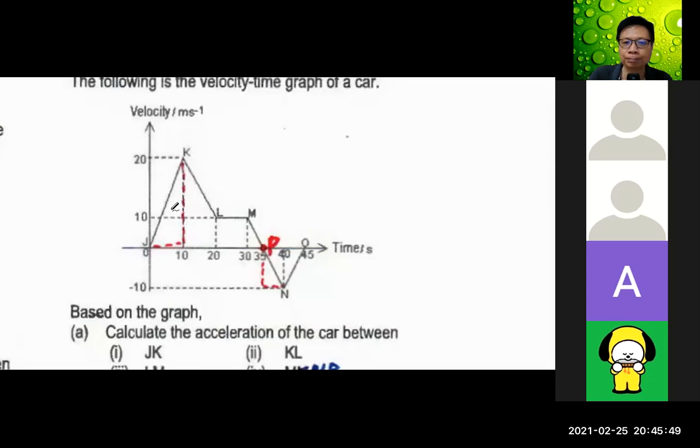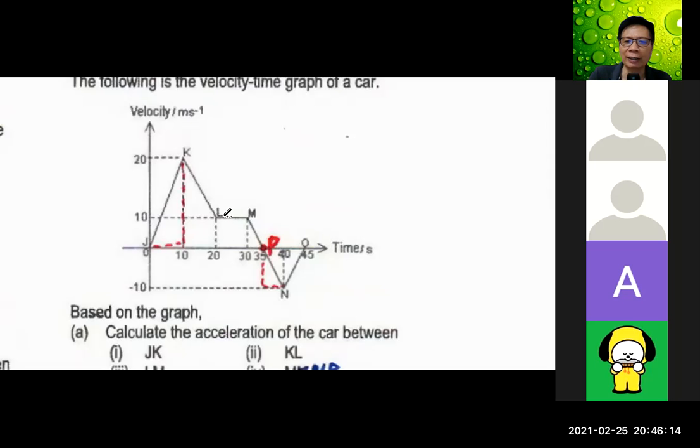First one, this is a triangle. How to find the triangle area? Use the formula, half times base times height. Base is here, 10. Height is 20. So half times base times height, you get this area. Then this is a rectangle.